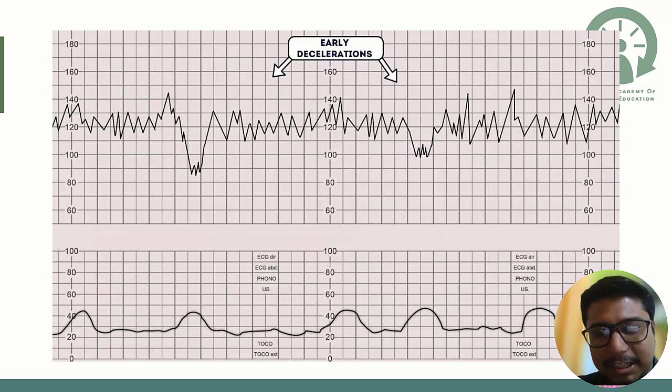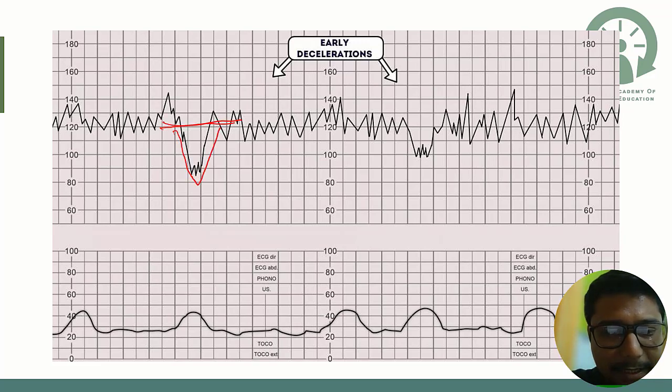Now the decelerations. Here you can see the decelerations, right? The sharp fall from baseline and then recovery. So these are decelerations and these are generally not normal. Decelerations are to be always interpreted in relation to the contraction. So there are 5 types of deceleration.